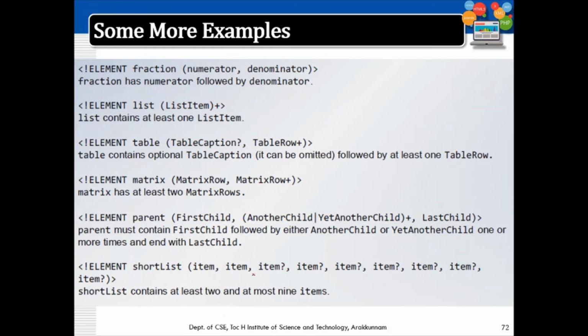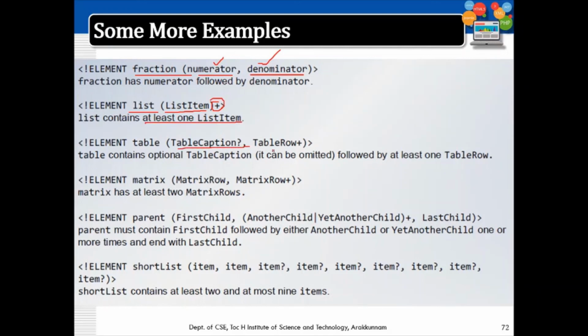These are some other examples. You can go through that. Fraction, that node can contain numerator and denominator. This should occur once. Once it is given without any modifiers, the occurrence is 1 and only 1. Then list is another tag which contains list item plus. Plus means at least one, so one or more occurrences.